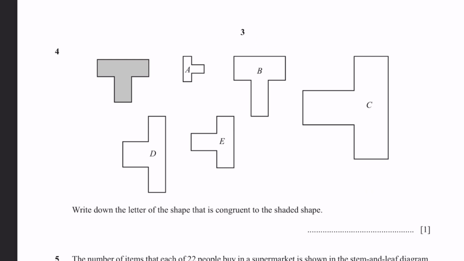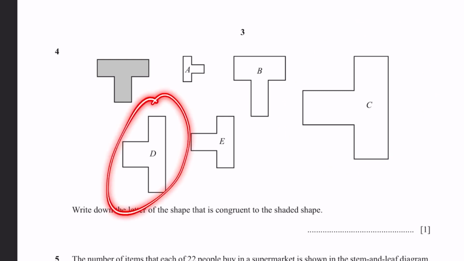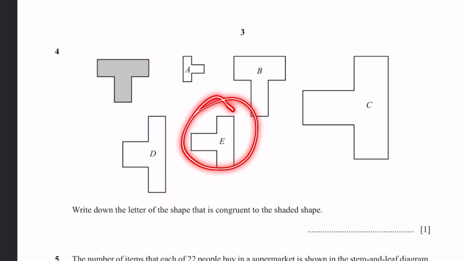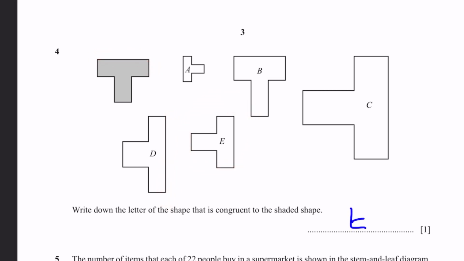Question 4. Write down the letter of the shape that is congruent to the shaded shape. Let's compare each of them. A, too small. B, at first glance it looks correct, but then this side is slightly longer than this one. So it's not B or A. And C, obviously it looks too big. D, well, this side is much longer than this. So that's out. And the only option is E. So the answer is E.